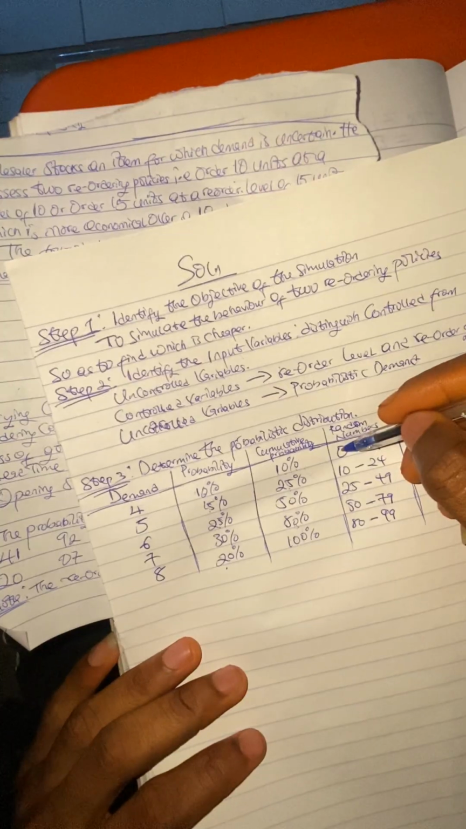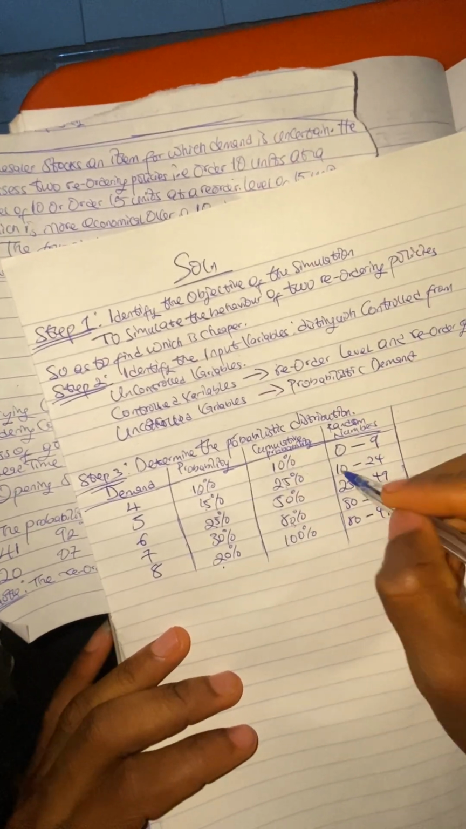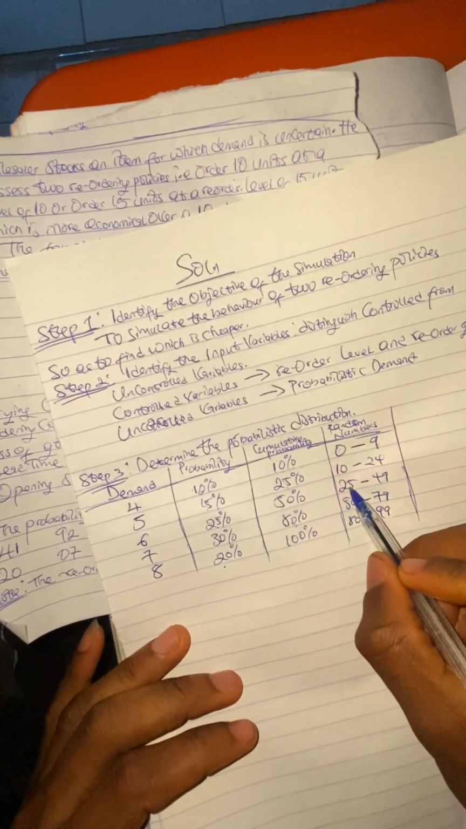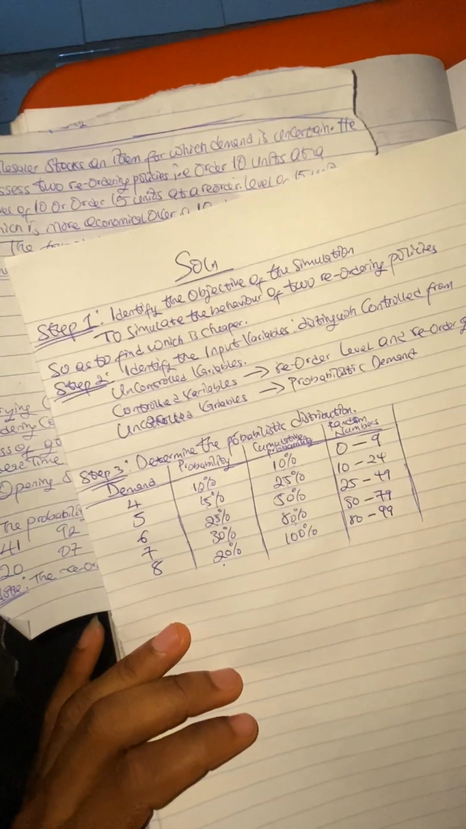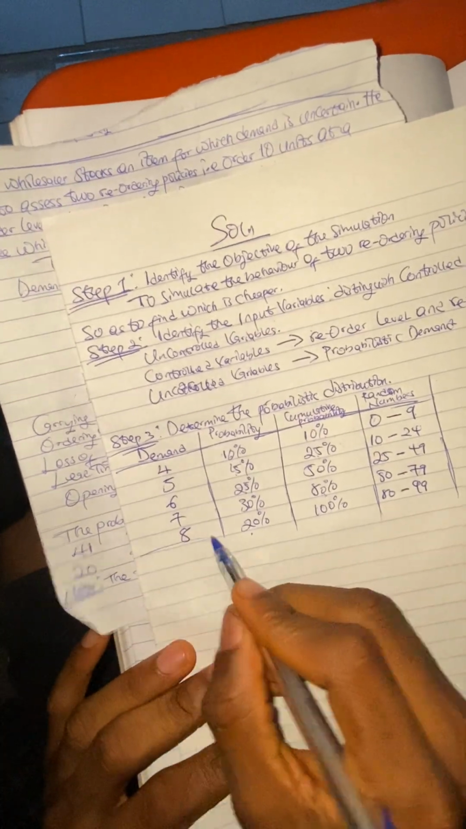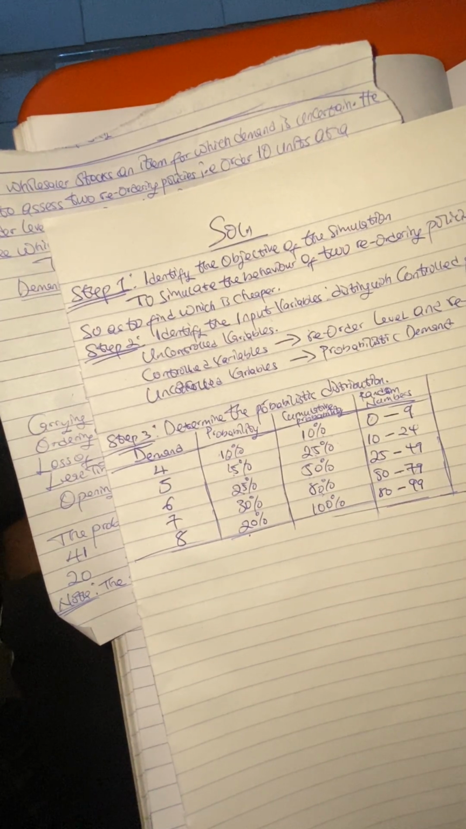We started with 0, but we are not going to touch 10. We'll end at 9. Then we'll now start with 10. We're not going to touch 25. We're going to end at 24. We'll now start with 25. We're not going to touch 50. We're going to end at 49. Do you understand? All right. So that's just for your step 3. So your step 3, you're not done.